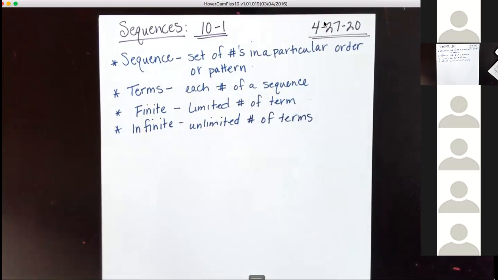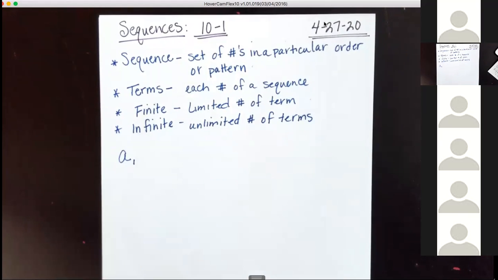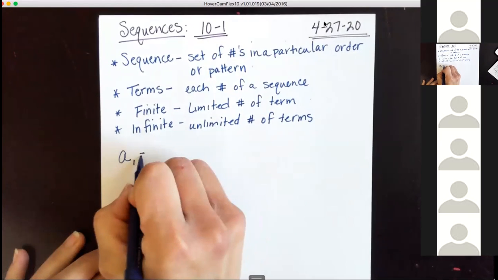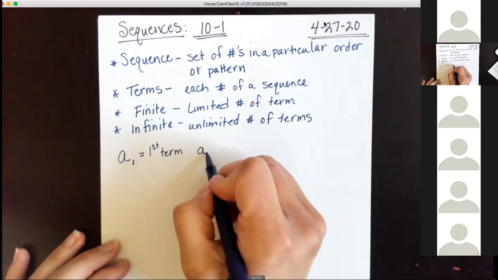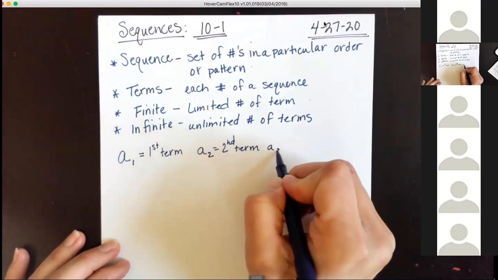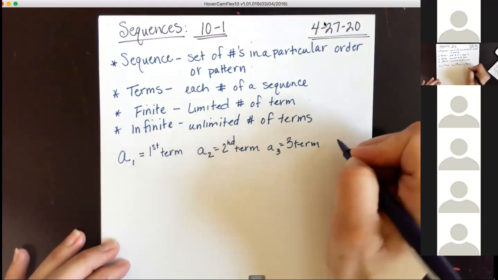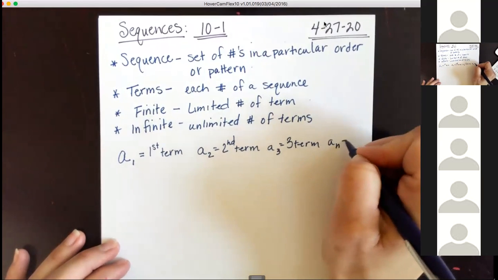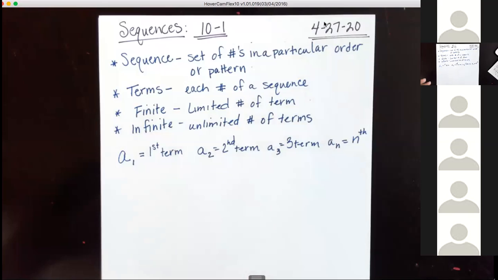When we look at our sequences, the first number is always a sub 1. That's always going to be our first term. And a sub 2 would then be our second in the list. And a sub 3 would be our third term, and so on and so on. And then what they talk about is this a sub n, which is whatever nth term they want us to talk about. So if the list is going to be 15 long and they want us to figure out what the 11th number is, they might talk about that as the nth term.